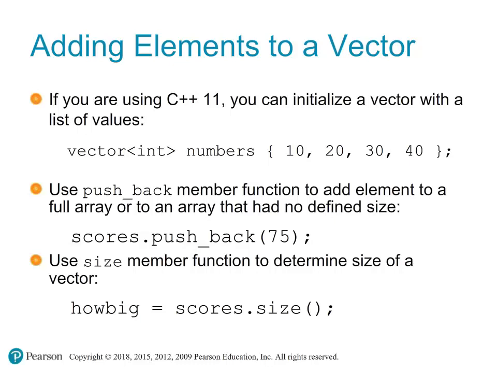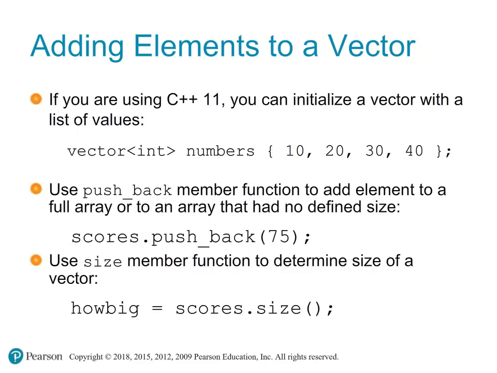In C++ 11 and later, you can initialize a vector with a list of values enclosed in curly braces. The push_back function allows you to add elements to the end of the vector. This is especially useful when you don't know the size of the vector in advance or when the vector is full and needs to be expanded. Vectors in C++ are dynamic arrays, so they can grow or shrink at runtime. The push_back function takes care of the resizing for you.